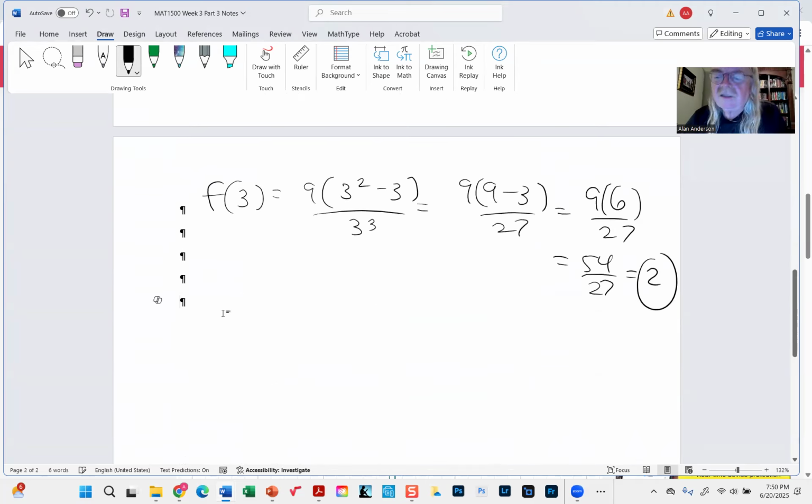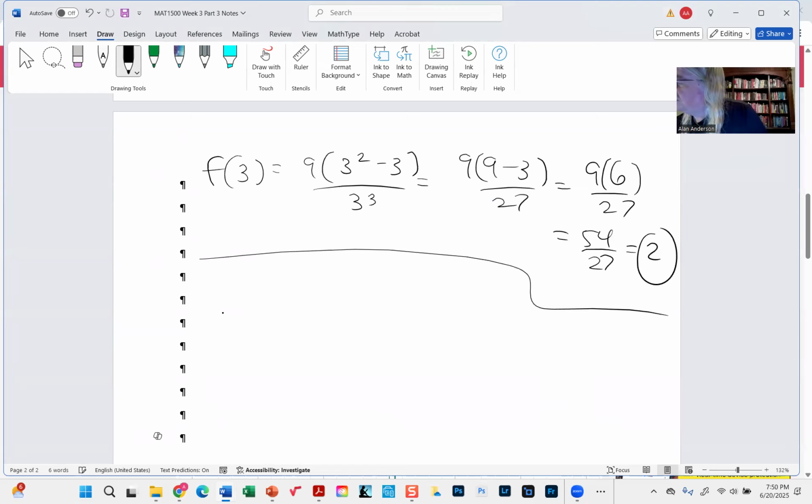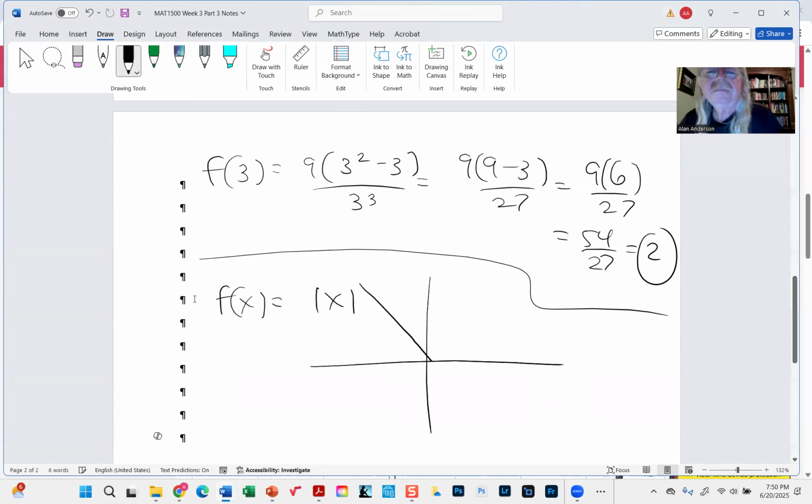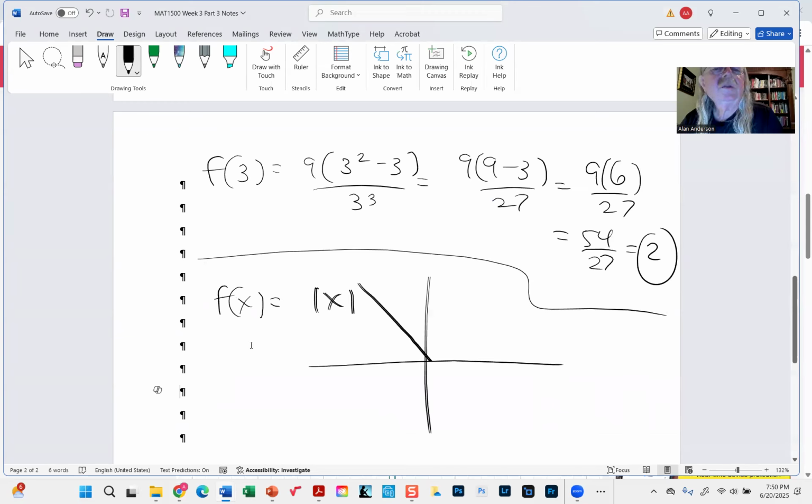Now, the second case is actually quite interesting. We're looking at the absolute value of x. No, I missed it a little bit. Hold on, let me fix that.